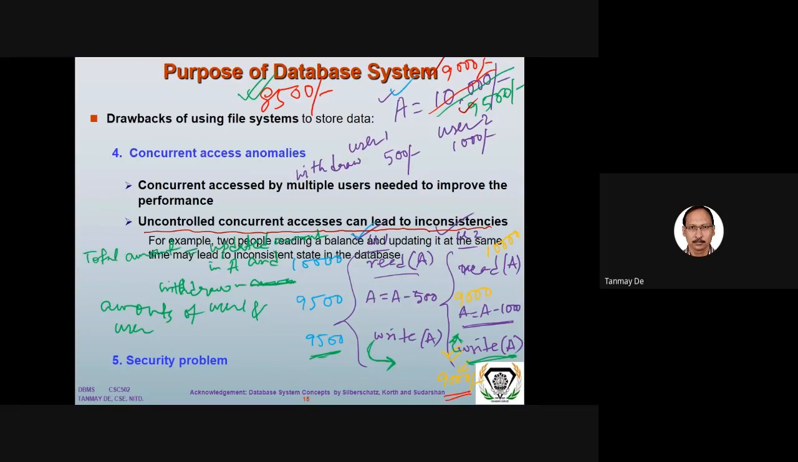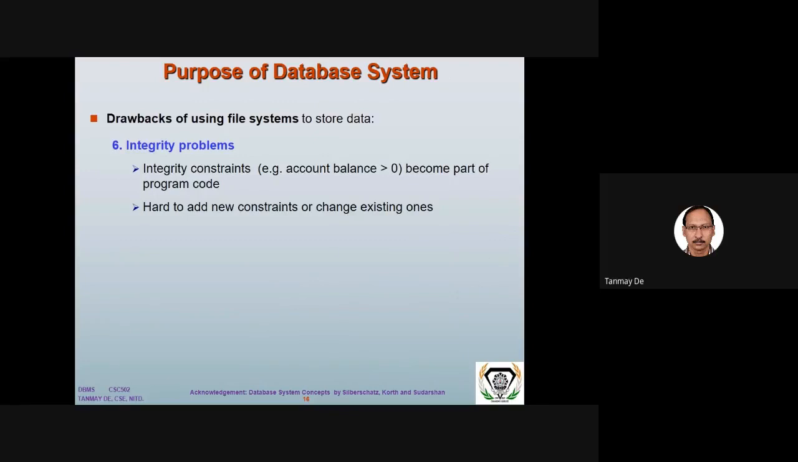Okay, the next point is the integrity problem. Whatever data values are stored in the database, some of them must satisfy certain consistency constraints, and these constraints need to be checked. For example, in a banking system, the savings balance of a particular customer must not fall below, say, 1,000 rupees. If it falls below 1,000 rupees, then a fine of, say, 50 rupees is added to his or her account.